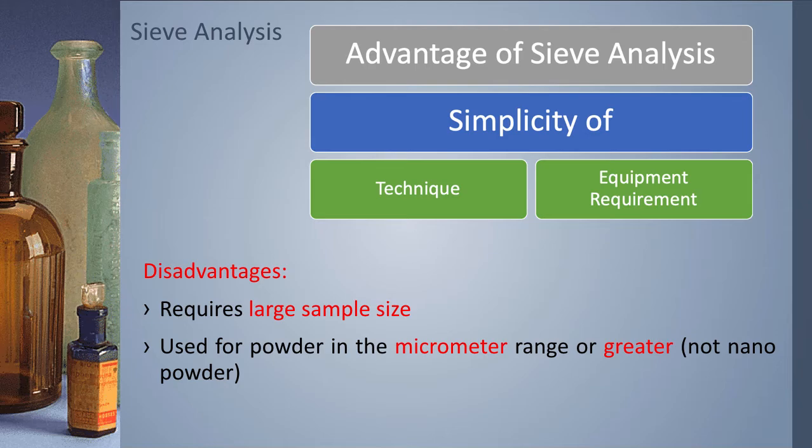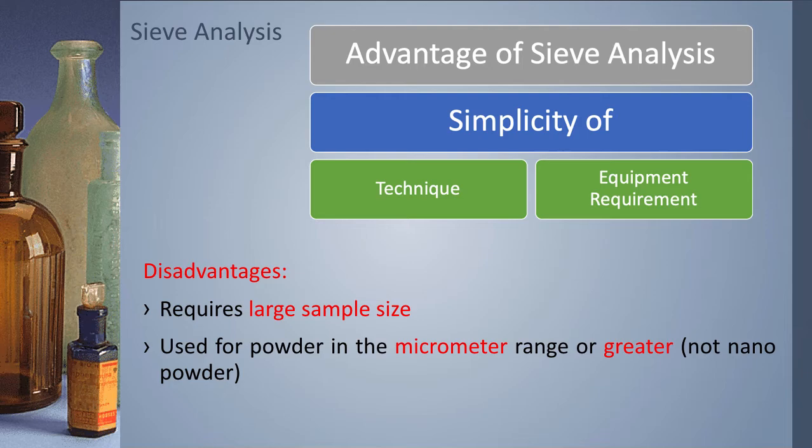It requires large sample size. I said before it is 10 gram, but 10 gram for some drugs is very large. Because if you have an anti-cancer drug, 1 gram may cost thousands of dollars. So having 10 gram is something huge for some active ingredients. Another point is micrometer range and nanometer range.